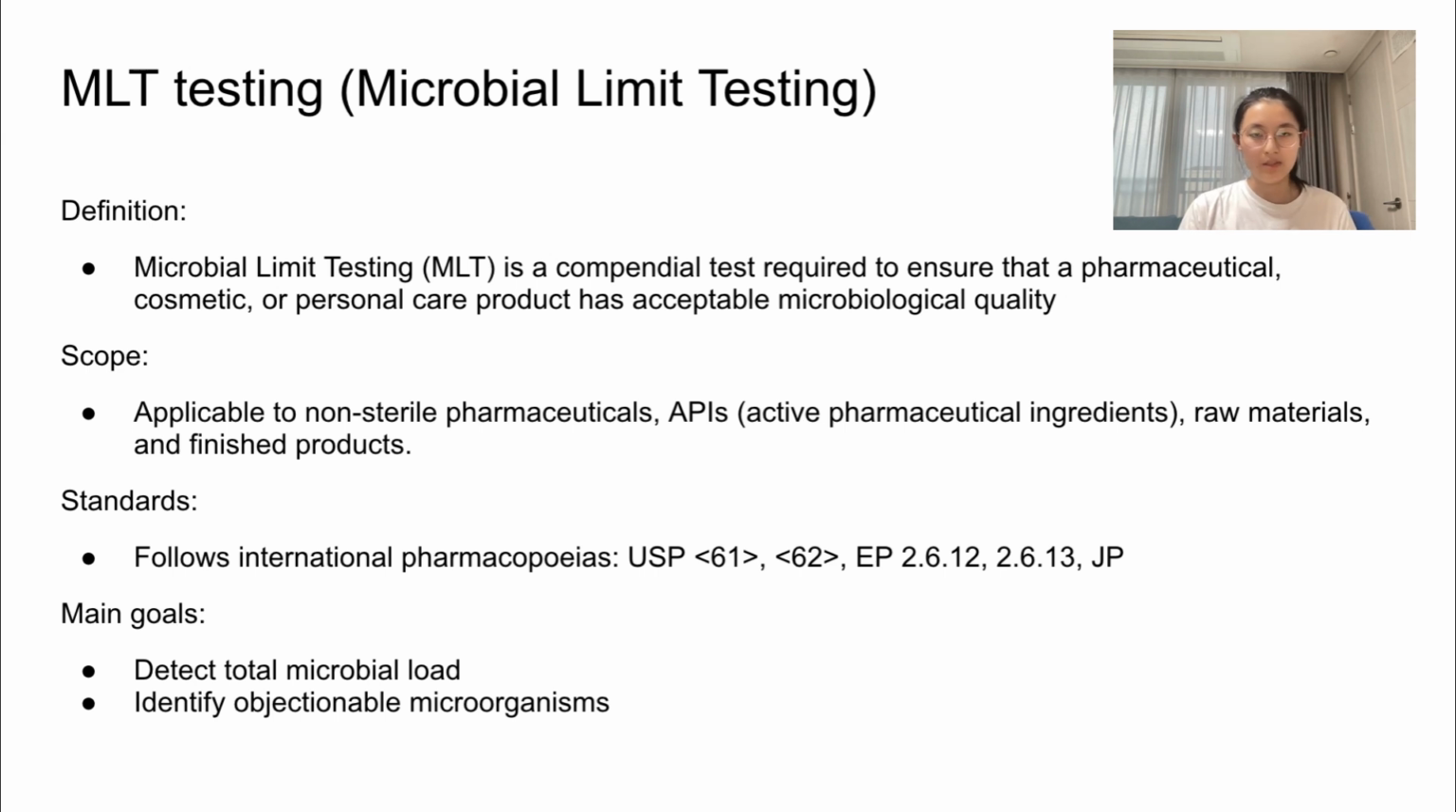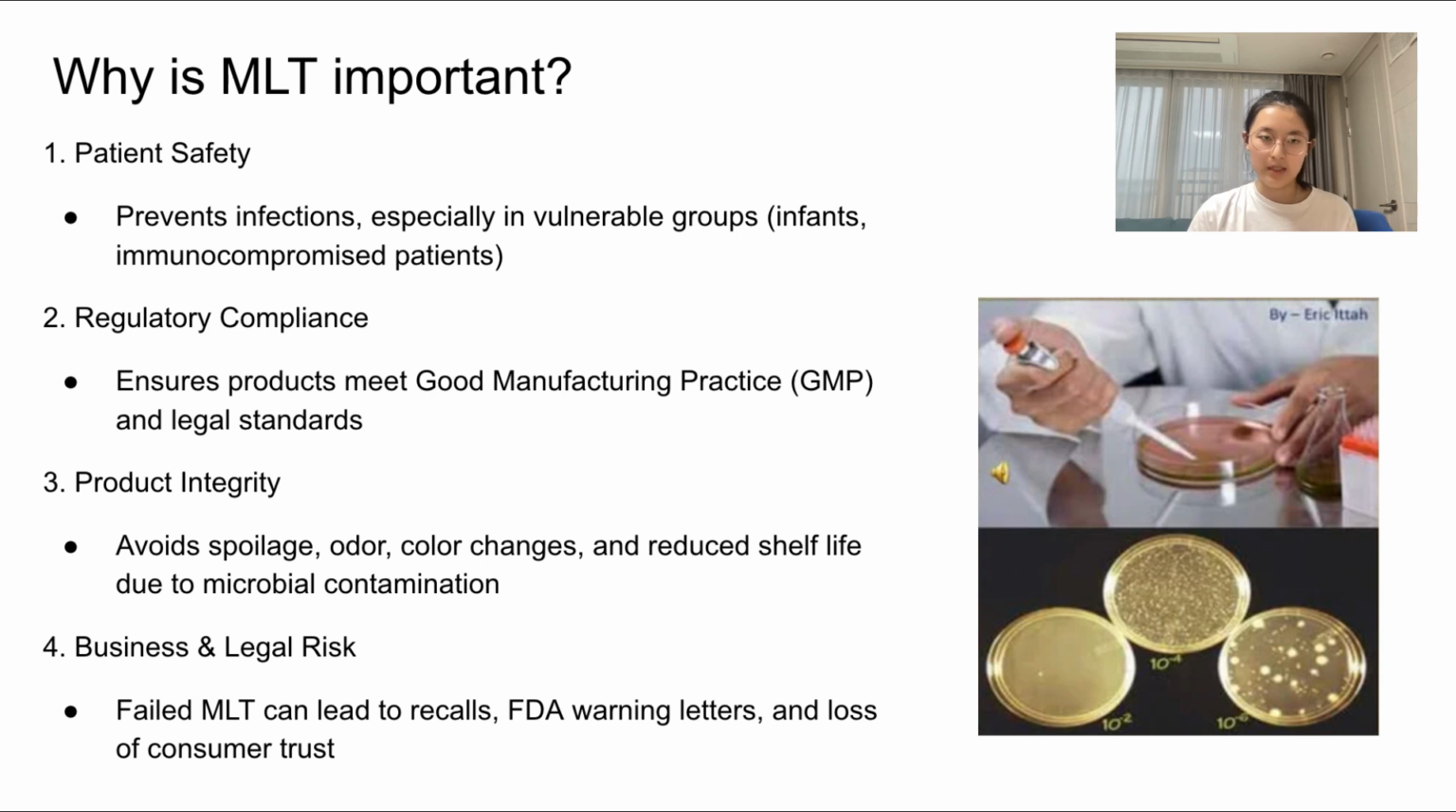The methodologies for MLT are established by international pharmacopoeias, including the United States Pharmacopoeia, the European Pharmacopoeia, and also the Japanese Pharmacopoeia. All compendial approaches generally share one common goal, and this is to ensure microbial quality complies with good manufacturing practices, also known as GMP. There are two main goals of MLT. First, to assess the total microbial load that's present in the product, which includes aerobic bacteria, yeast, molds, and other types of organisms. Second, to screen for the presence of certain objectionable organisms or pathogens that should never be present, depending on the product type and its administration route.